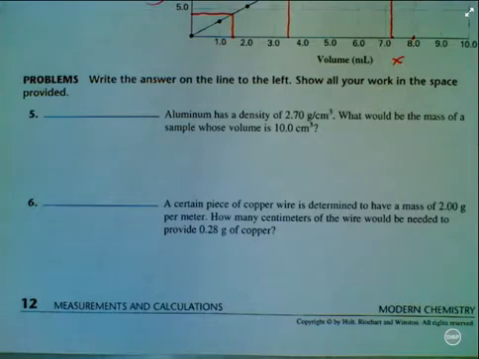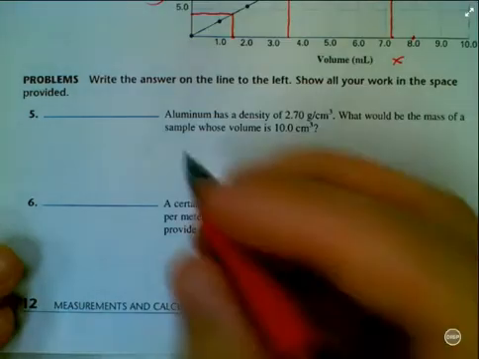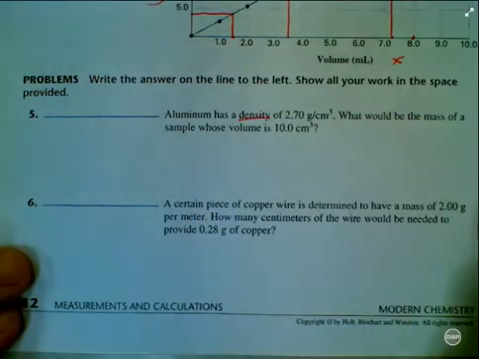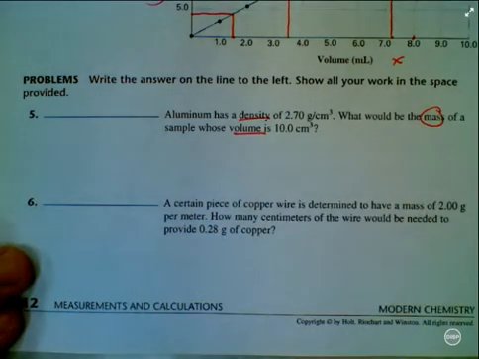Units first, always. No exceptions. Don't try to make an exception because it's not going to work. Anywho, here we are given a density. We are also given a volume, and we're being asked for mass.